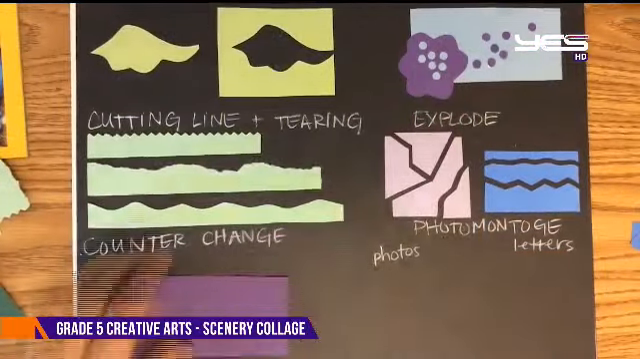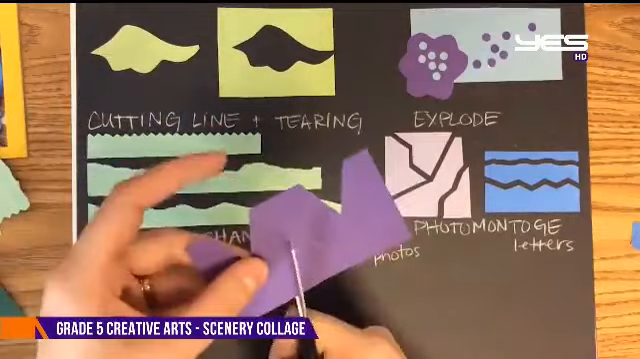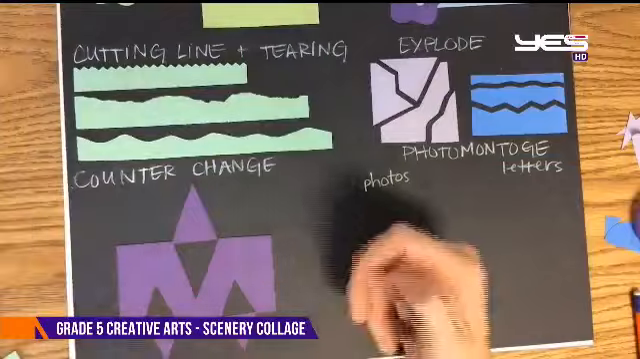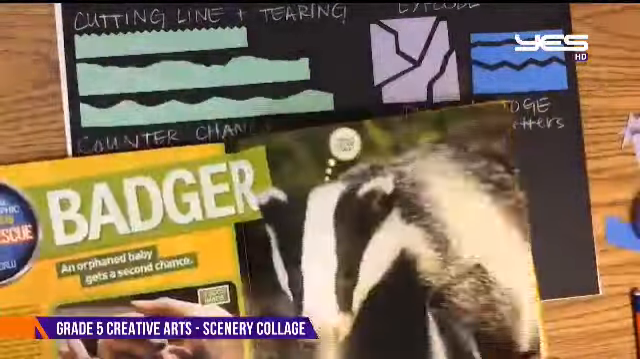Last 2D collage technique I'm going to show you is counterchange. This is where you take a piece of paper and you cut shapes out, keeping both the shapes and the paper that you cut from. Then you flip the shapes the opposite direction and glue them down.